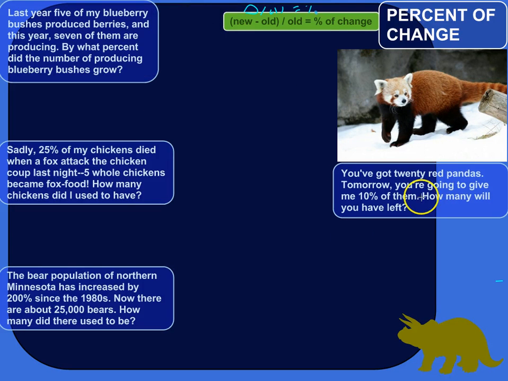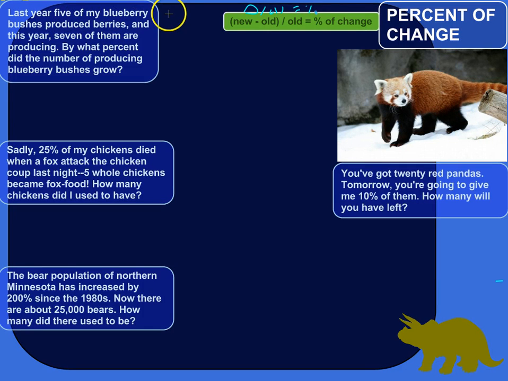Okay, so let's go through some examples. We'll follow this model. It might not necessarily require that we set up a full equation. Anyway, let's just go through it and see how it goes. So last year, 5 of my blueberry bushes produced berries, and this year, 7 of them are producing. By what percent did the number of producing blueberry bushes grow?